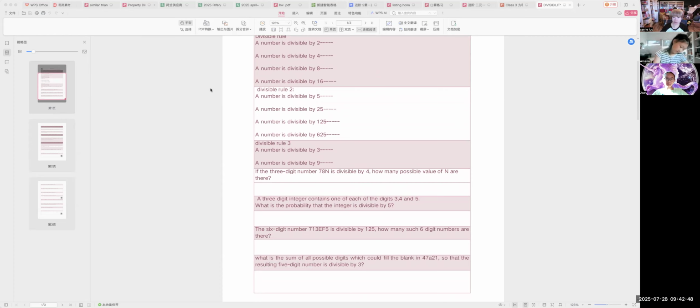A 3-digit integer contains one of each of the digits 3, 4, and 5. What is the probability that this integer is divisible by 5?